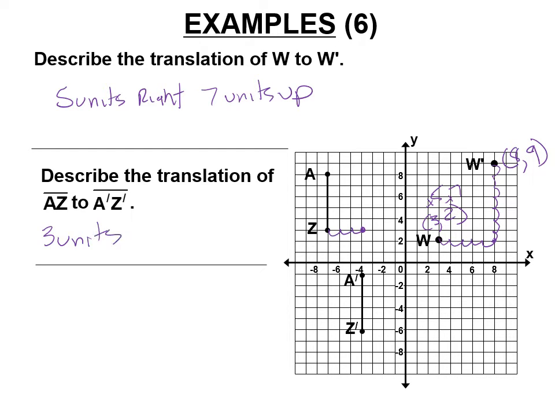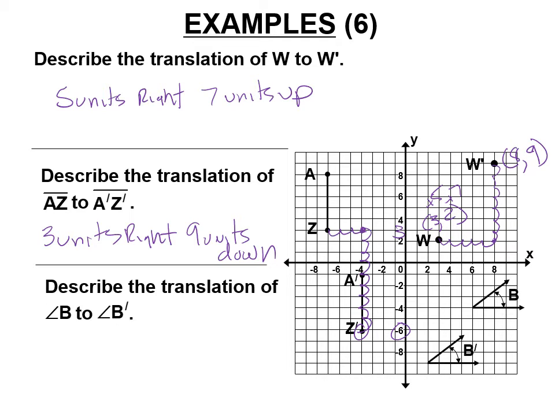Right, I know I have to start at the one without the primes. Units right. And then we went, now we have to go all the way down to here. Right, so 1, 2, 3, 4, 5, 6, 7, 8, 9 units down. Right, we went from 3 down to negative 6. That's 9 units.